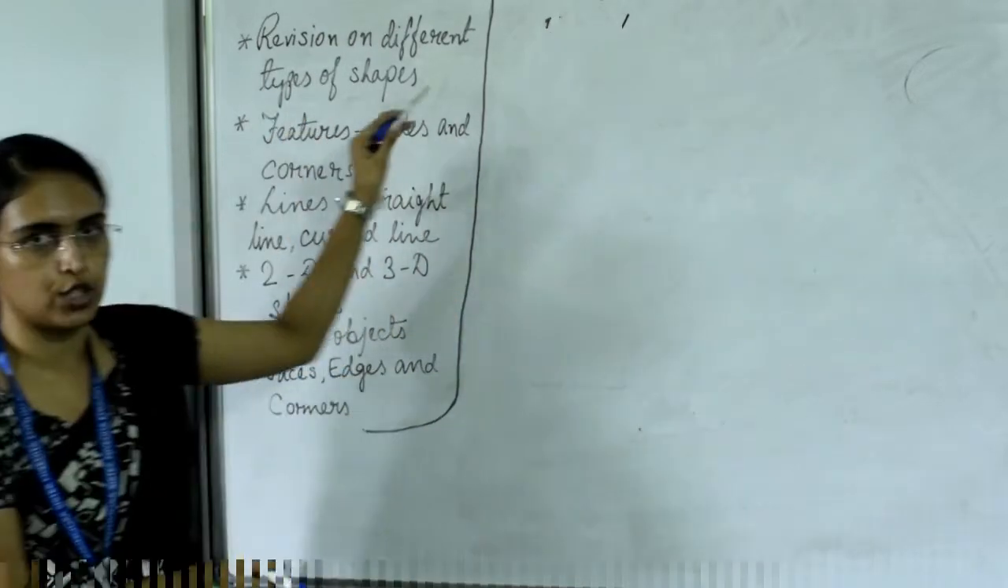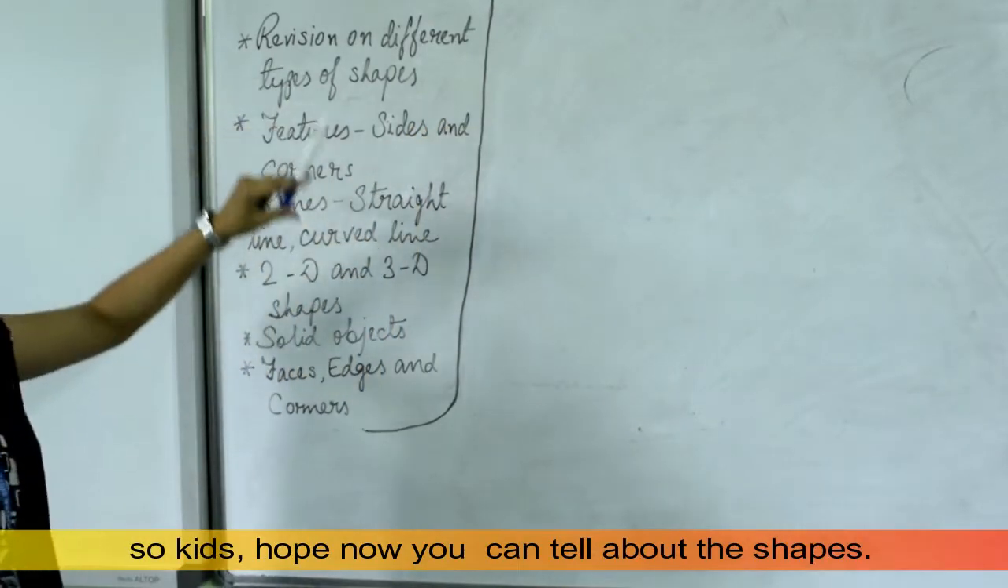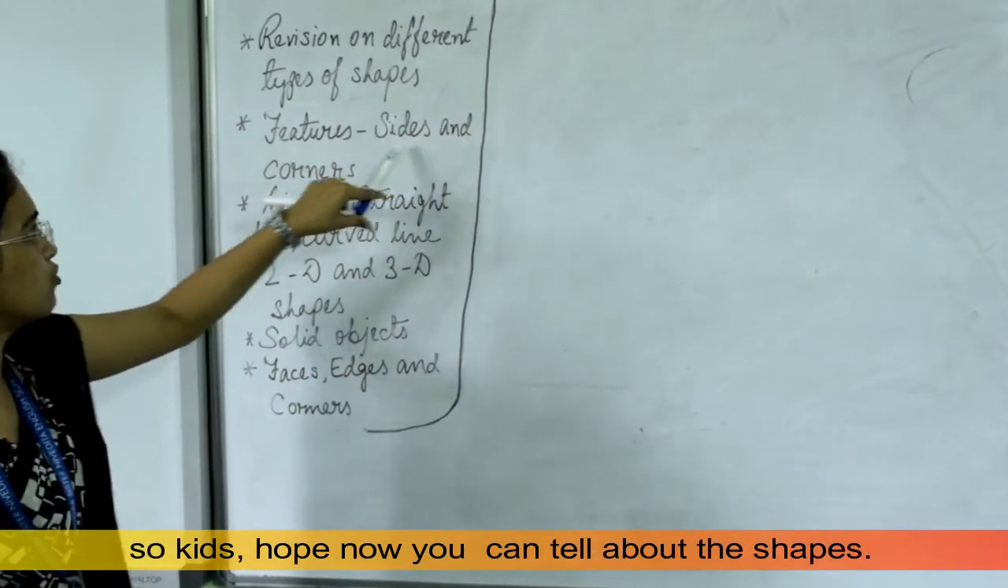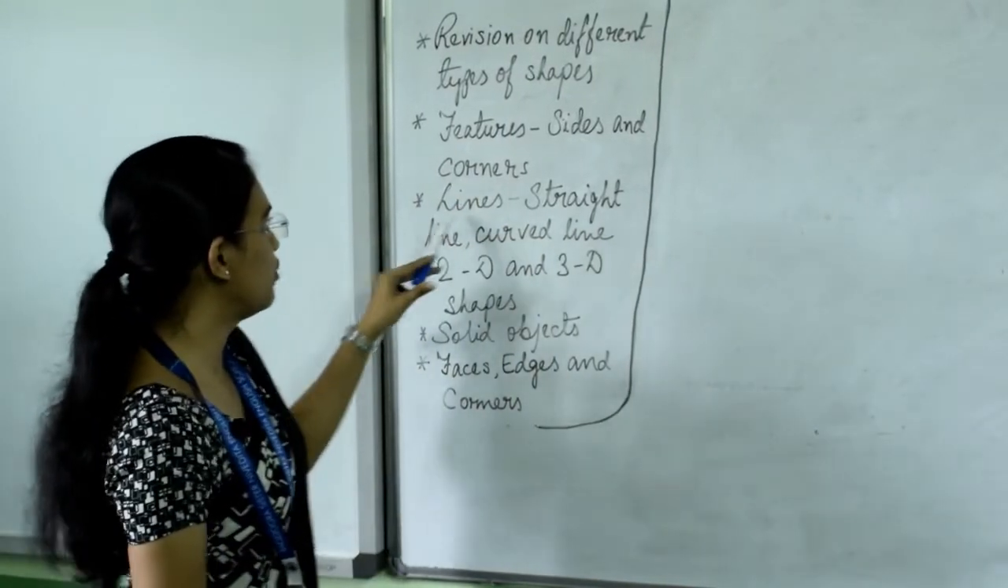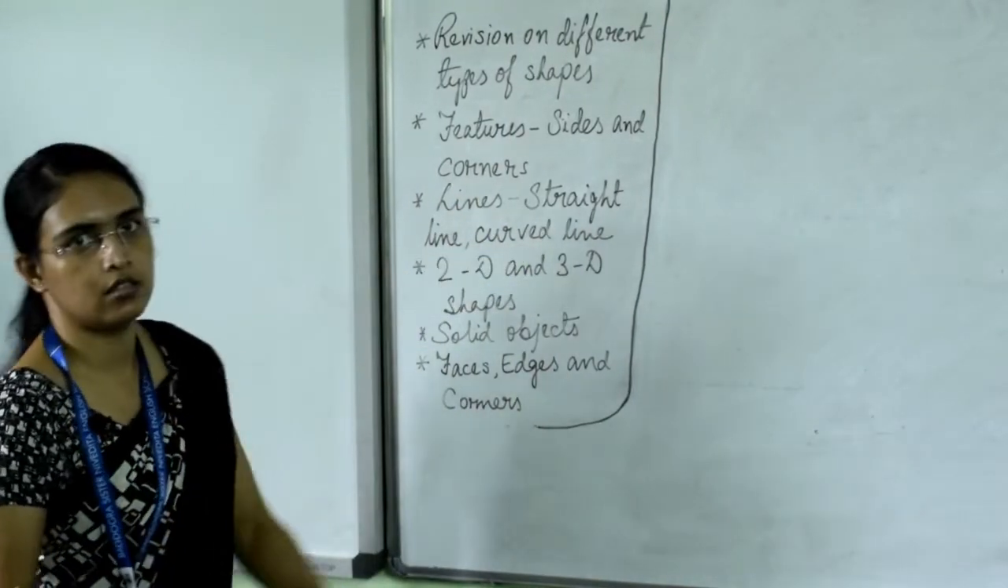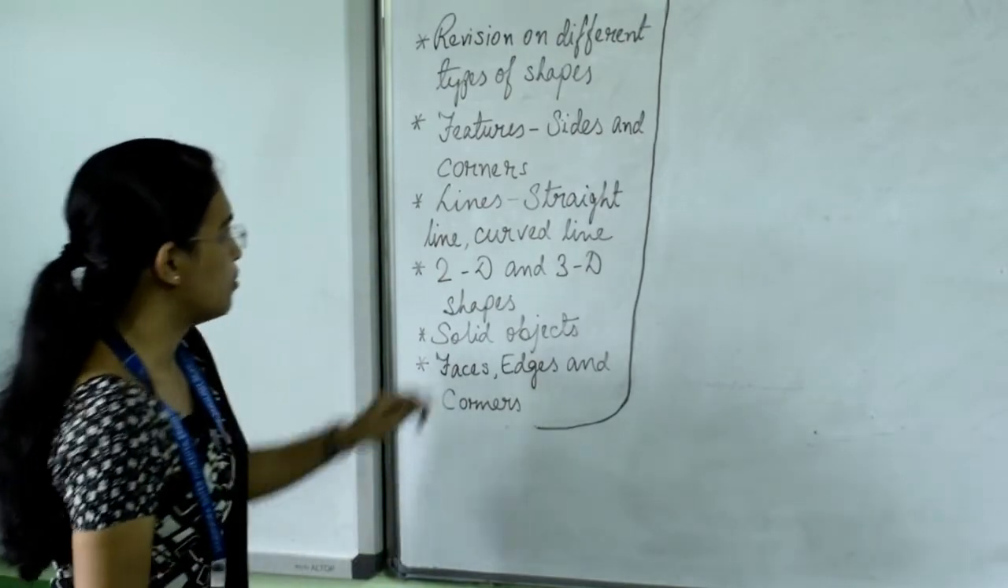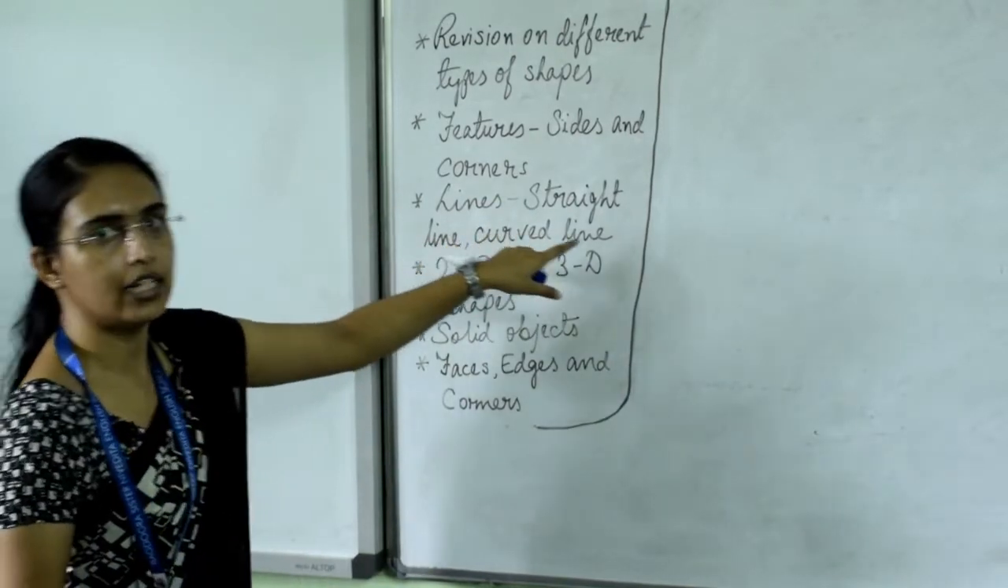Okay. Types of shapes, we have done the revision. Then we have done the sides. What are sides and what are corners? Now we will do what? Lines. We will discuss straight lines and curved lines.